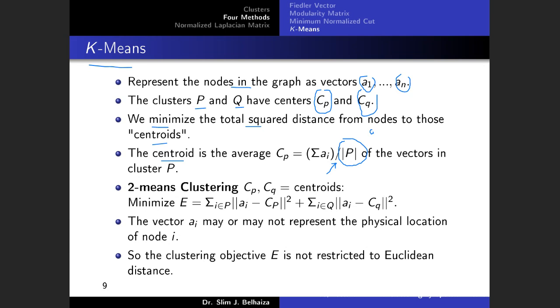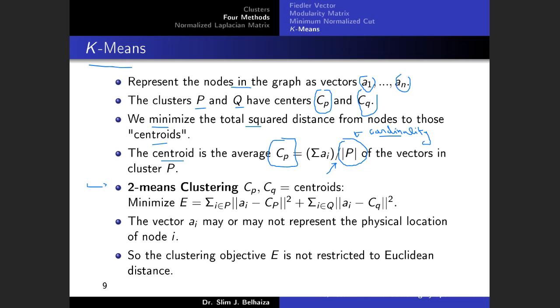What is the cardinality? Cardinality means the number of items in the set. So if you take the set P, I mean the cluster P, the cardinality is the number of items in the set P. Okay, so you sum up all the coordinates and you divide by the number of items in the cluster, so you get the coordinates of the center.